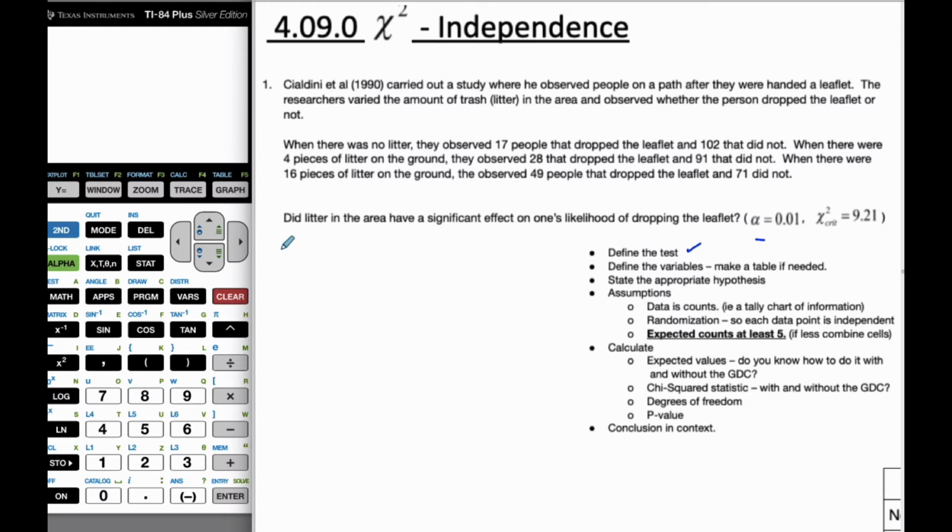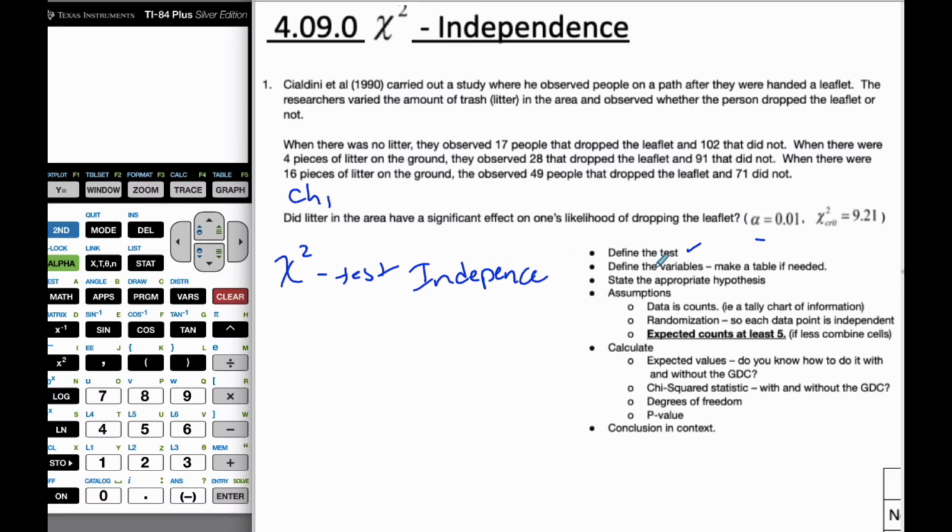The first thing we're going to do is name the test. We're going to do a chi-squared. That's a Greek letter, chi. It's C-H-I, chi-squared test for independence. And we studied 2 chi-squared tests. We studied this one and one called goodness of fit.